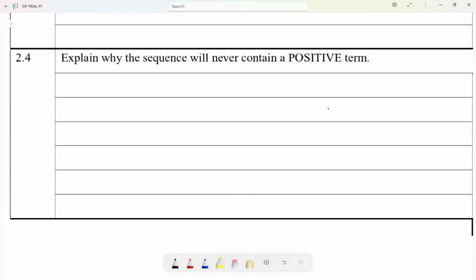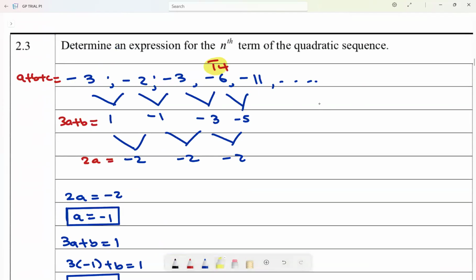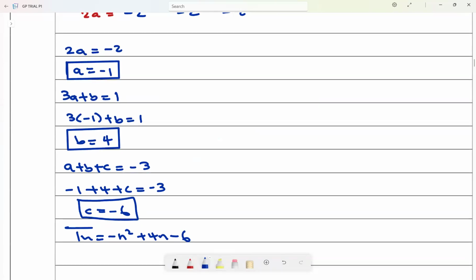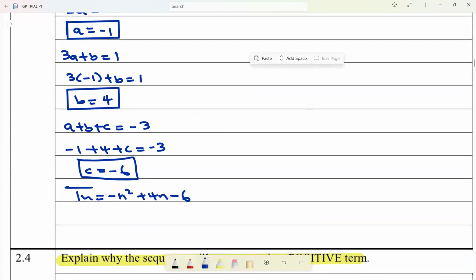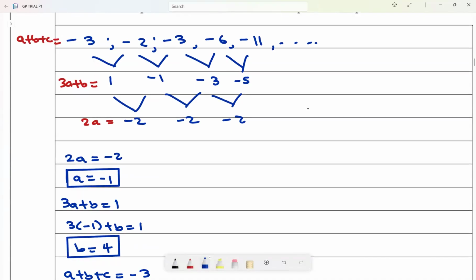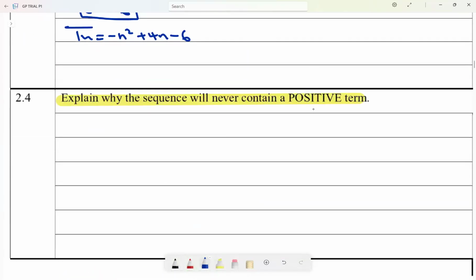Then 2.4, they say, explain why the sequence will never contain a positive term. We need to prove that it will never have a positive number. Can you see that our sequence is -3, -2, and after -2, it repeats -3. Since it has a pattern of -n squared plus 4n minus 6, this is a quadratic pattern, a parabola with a shape like this.